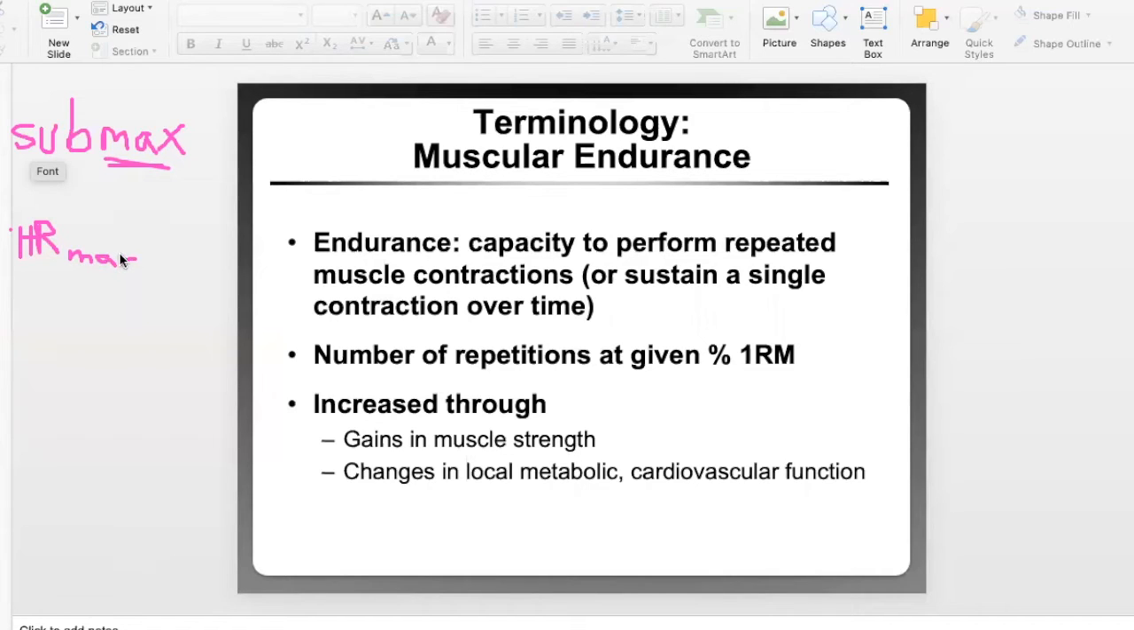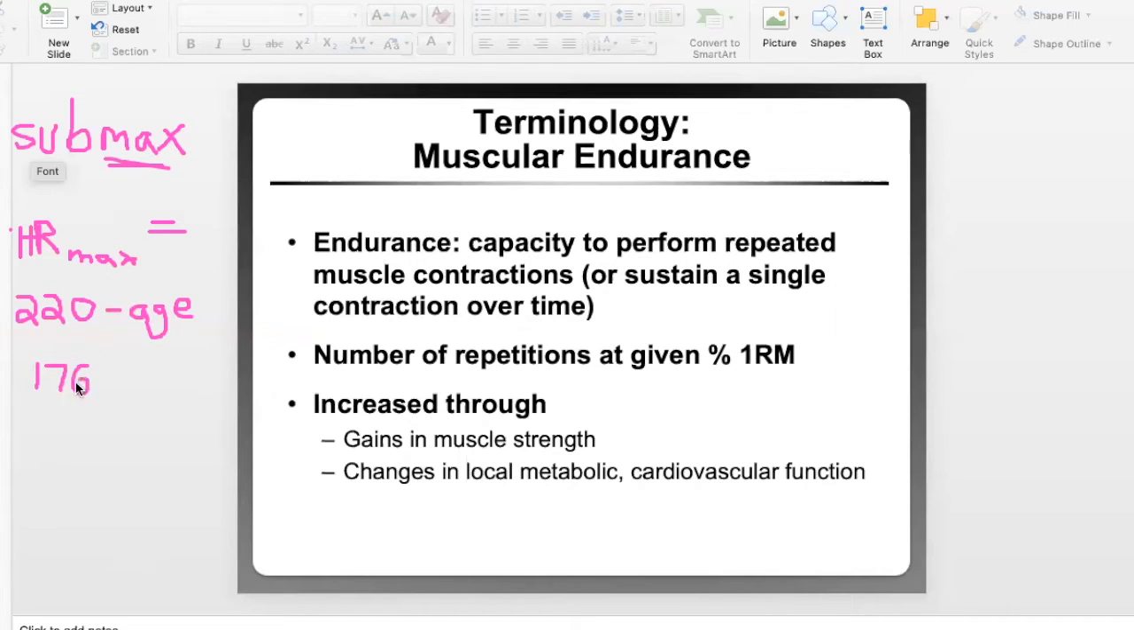Does anybody know what that equation is? Maximum heart rate equation. Anybody come to the mic? Is it your 220 minus your age? Exactly right. 220 minus your age. Now, there's a couple of other equations that we could use that might be more or less accurate, but 220 minus your age. So I'm 44. 220 minus 44 is 176, I believe.